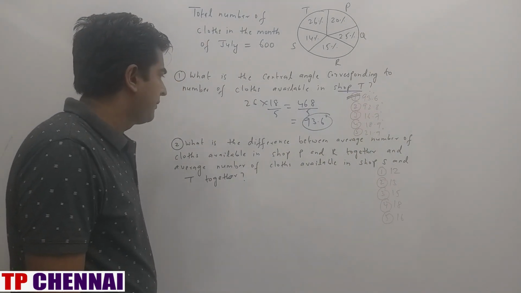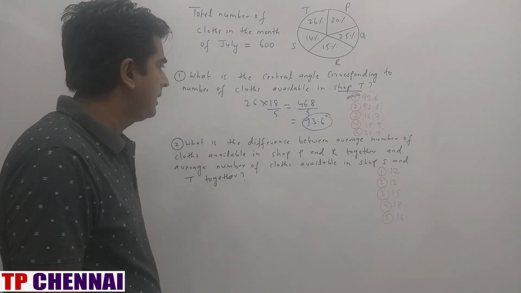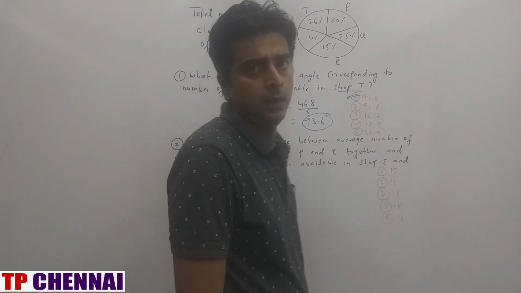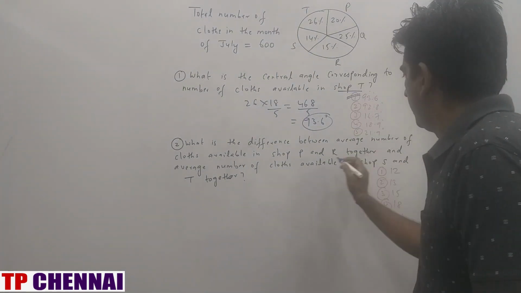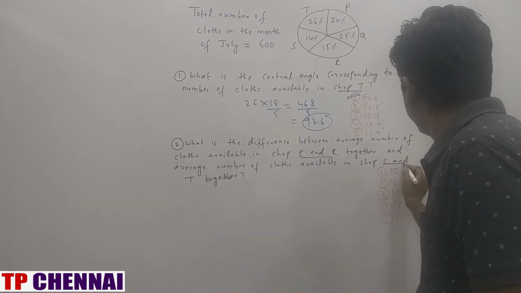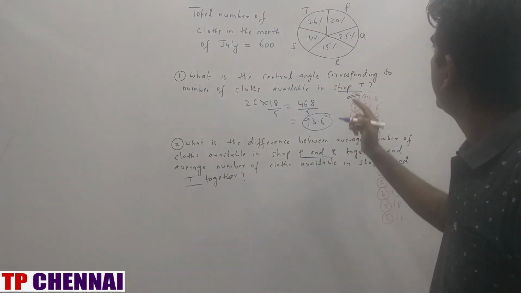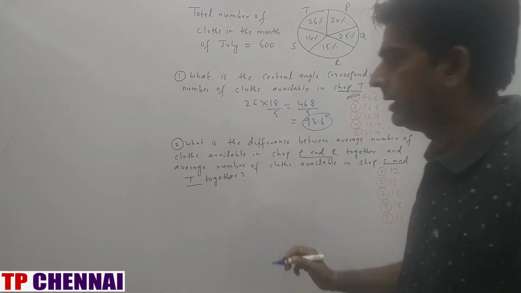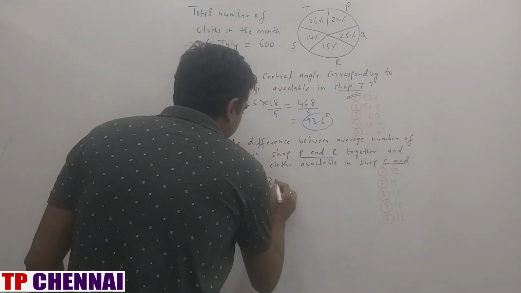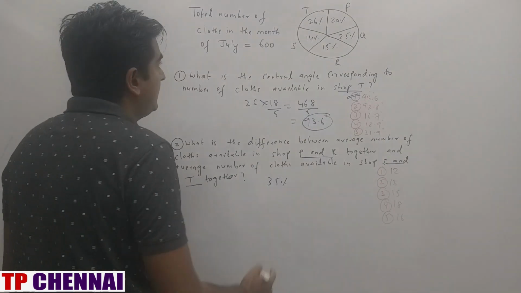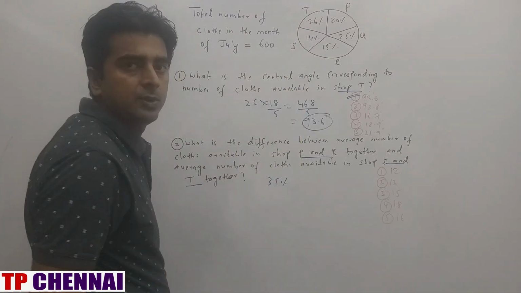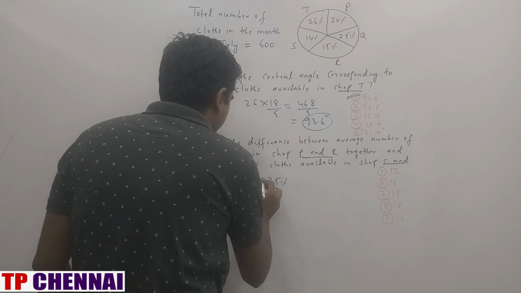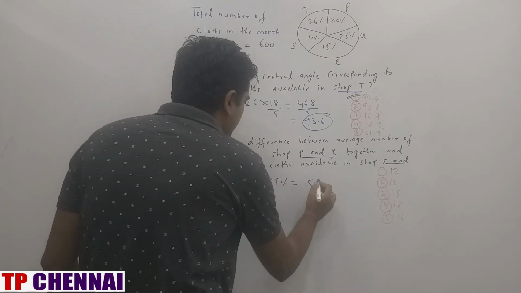What is the difference between the average number of clothes available in shop P and R together and the average number of clothes available in shop S and T together? So P and R, and S and T. P and R, what is the value? P is 20%, R is 15%. 20 plus 15, 35%. And S and T, S is 14, T is 26. 26 plus 14 is 40%. Difference is how much? 5%.